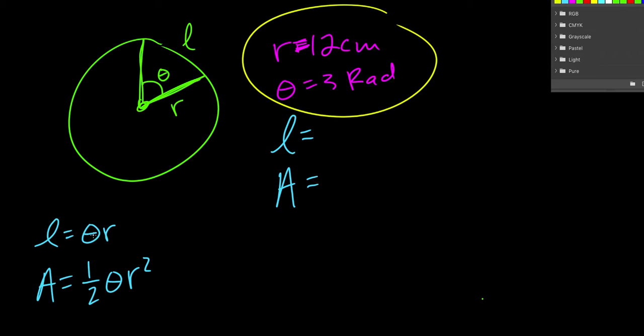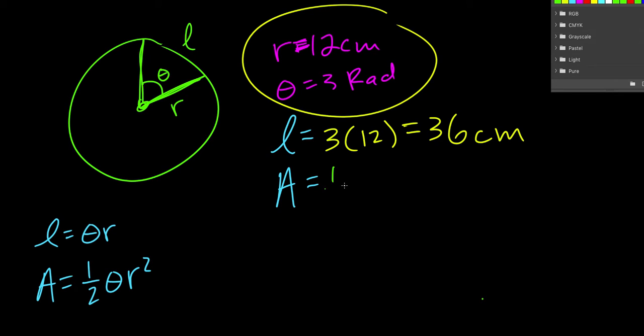So to find L, we just do theta times R. And so that's just going to be 3 times 12. And so the arc length is 36. And since it's just a length, we would keep the same units, and so it's 36 centimeters.